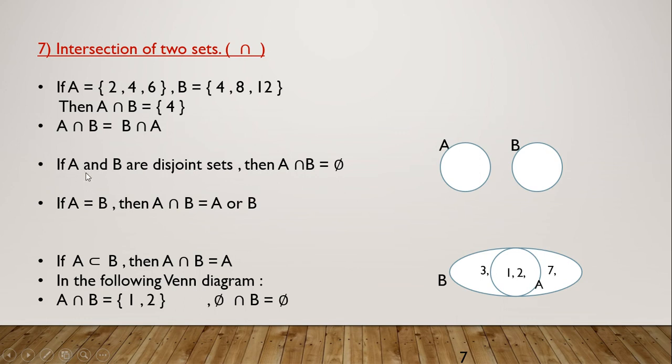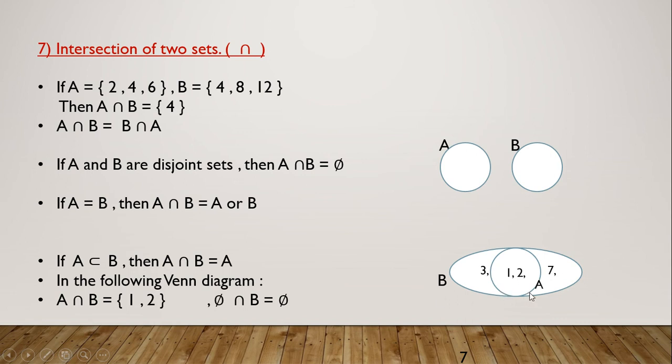The next, if A and B are disjoint sets, there is no common element between them, then A intersect B equals phi. If A equals B, the same elements in A equal the same elements in B, then A intersect B equals A or B. The last one, if A is a subset of B, all of A inside B, then A intersect B equals A.